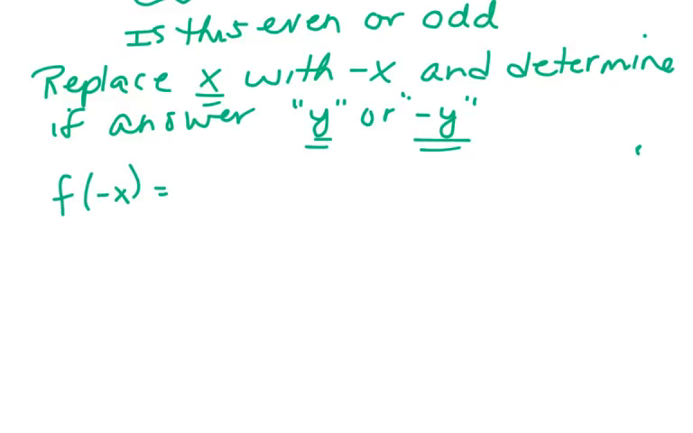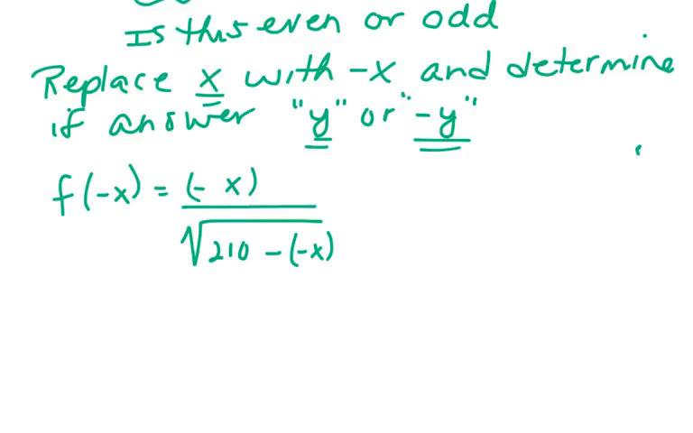If I put a negative x into that function, I get negative x. So wherever there's an x, you're going to replace it with negative x. So I get negative x over the square root of 210 minus, and this is a minus x squared. Okay, so let's work our algebra. This is just minus x up top, and below we have 210 minus x squared, right? Because the sign's just going to disappear since you're squaring it.